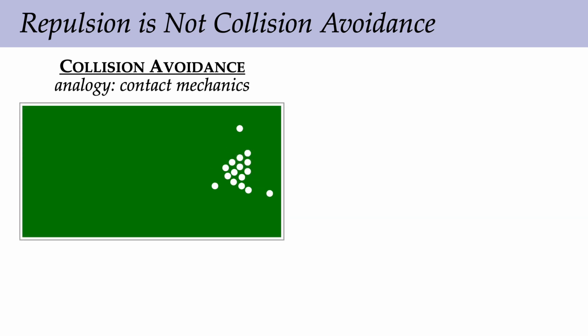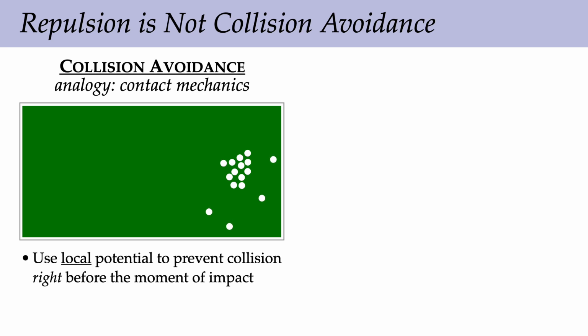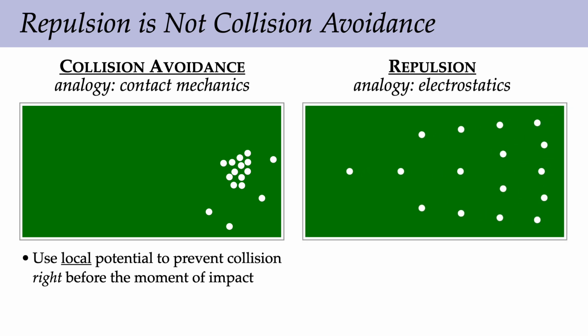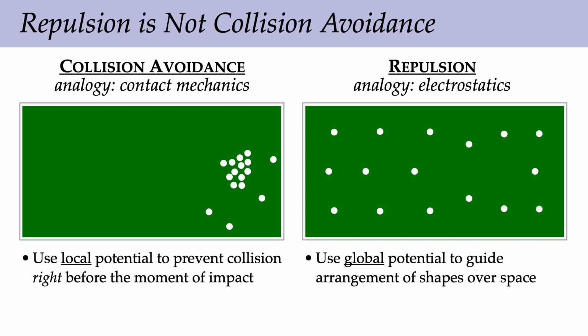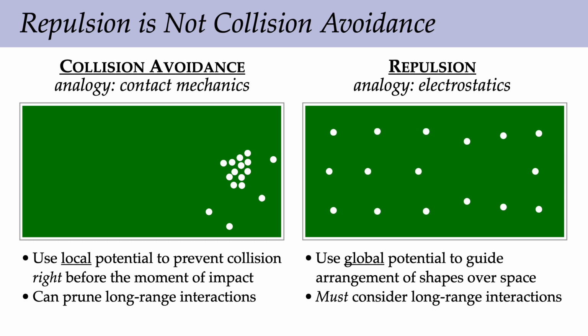If I shoot a cue ball, then right before the moment of contact, I have a potential that activates to avoid collision. In contrast, if all the balls on my pool table were charged particles, then I'd need to simulate a potential that's active all the time and has a long-range influence on all pairs of objects. So with these local potentials, the goal really is to try to prune away and ignore any long-range interactions, whereas with repulsive energies, it's really the long-range balance of forces that's interesting, and that's what we want to keep.